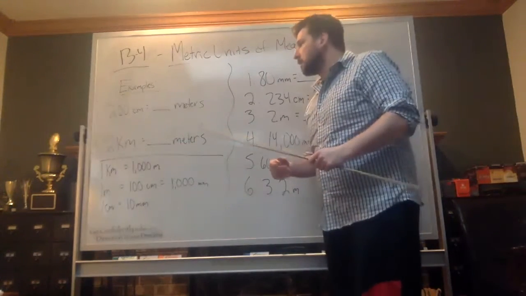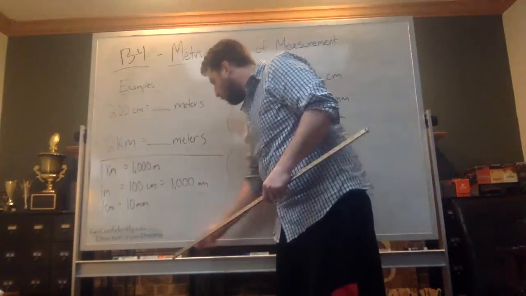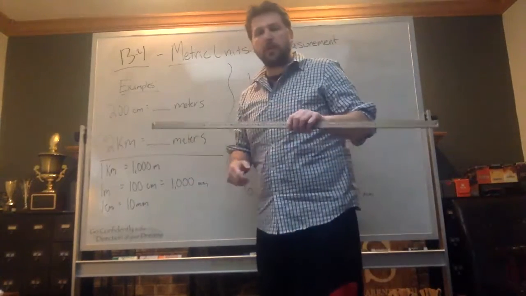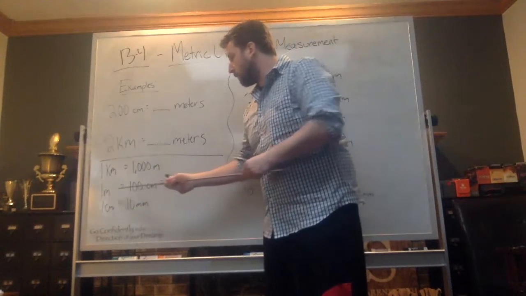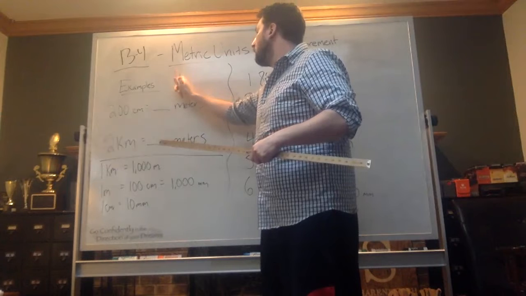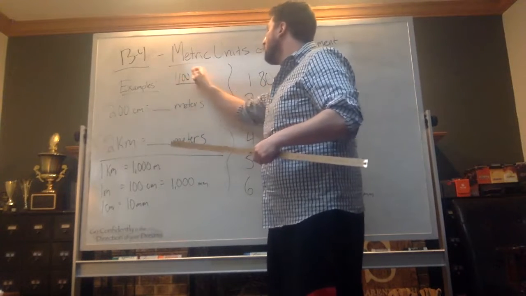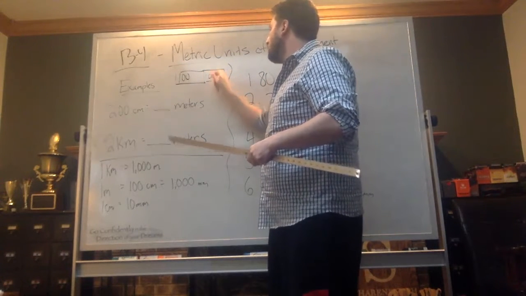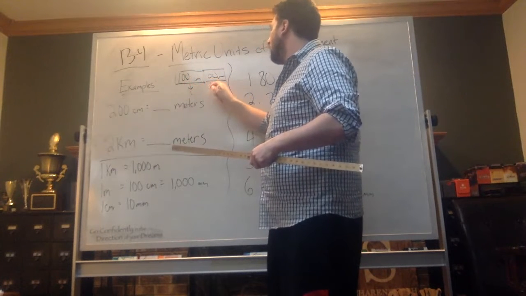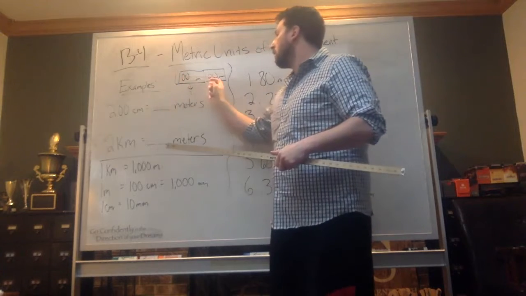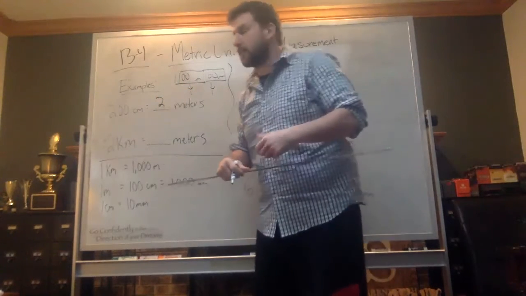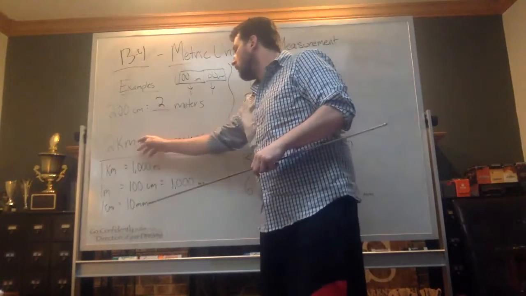So some of the examples at the top were, if we have 200 centimeters, we want to figure out how many meters that would be. Well, we just talked about that. We know that there's 100 centimeters in 1 meter. So if I had 2 different clumps of 100 centimeters, and each of these is 1 meter, how many meters would that be? 1, 2 meters.